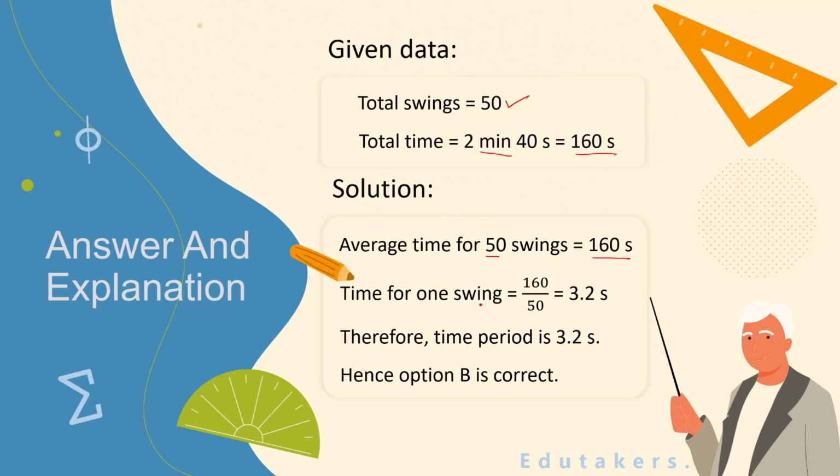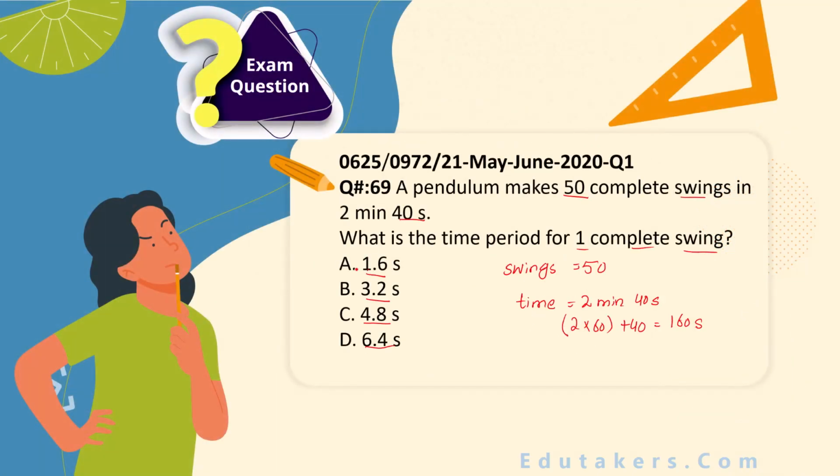Time for one swing is equal to 160 divided by 50. So you get 3.2 seconds. This would be the time period in this case. Therefore, the time period is equal to 3.2 seconds. So 3.2 seconds is given in option B. Hence, option B is the correct answer.